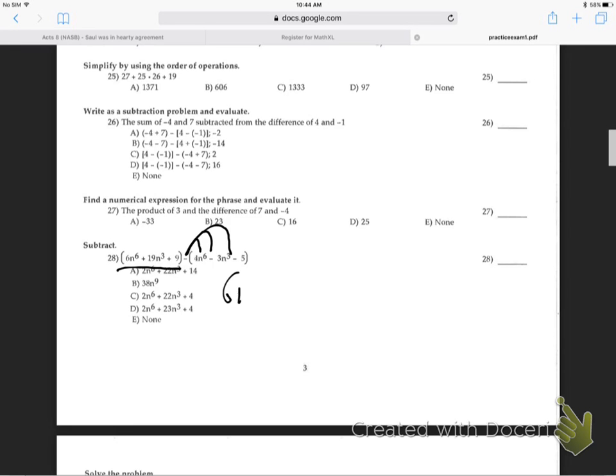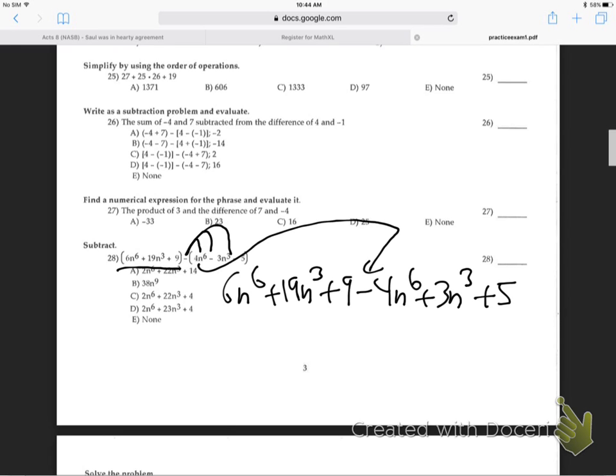Just drop the walls. 6n to the 6th, plus 19n to the 3rd, plus 9. Okay, drop the walls. Minus 4n to the 6th, plus 3n to the 3rd, plus. See how all three signs got changed? It was a regular 4n to the 6th, now it's negative. It was a negative 3n to the 3rd, now it's positive. I kind of scribbled over everything, but you get the idea, right? All three signs here changed from what they were there. That's what that minus in the front of the parentheses does. It's water up against the floodgate.